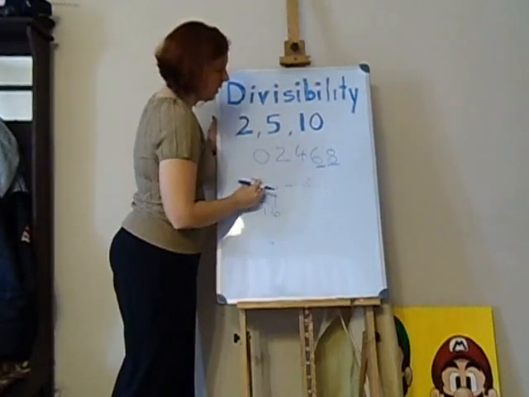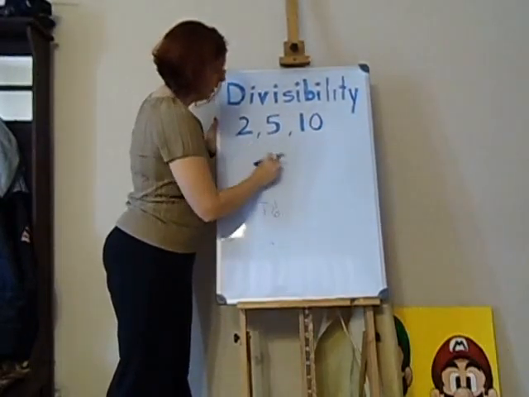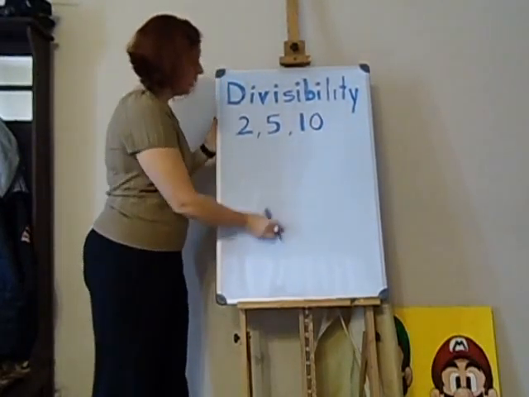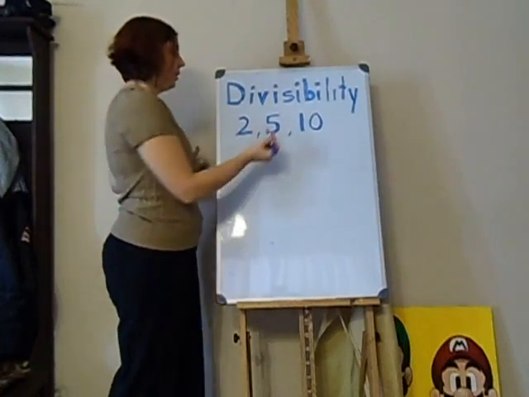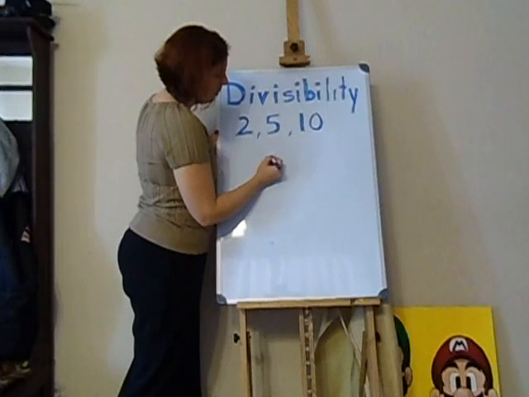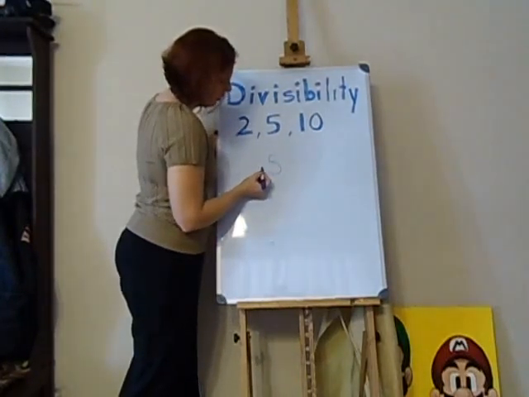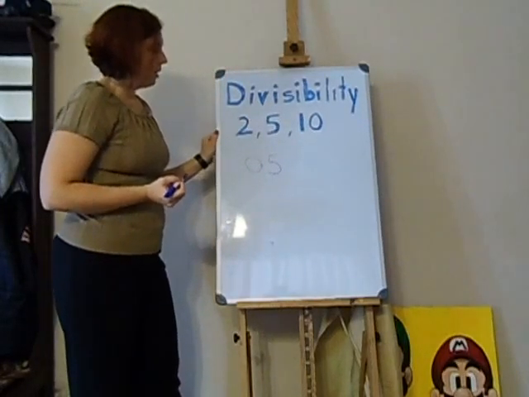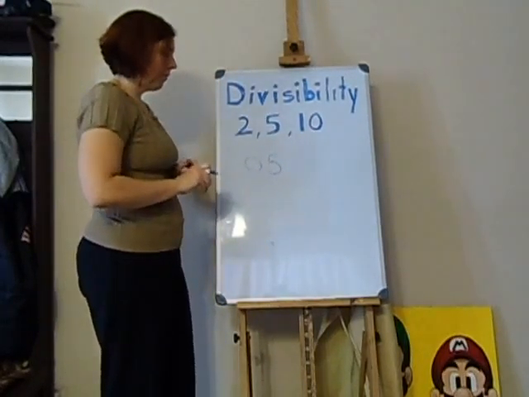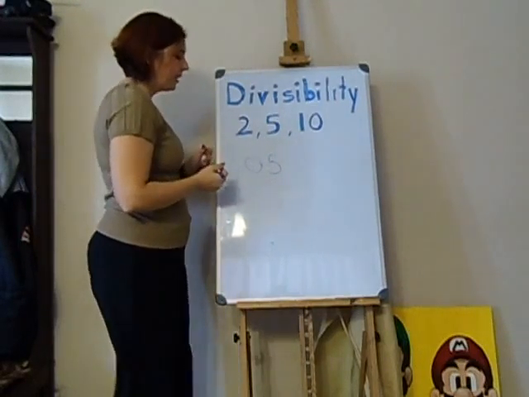Let's move on to the next number. Let's move on to the number 5. Now, any number that ends in a 5 and a 0 should be divisible by 5. So let's take the number 65 for an example.